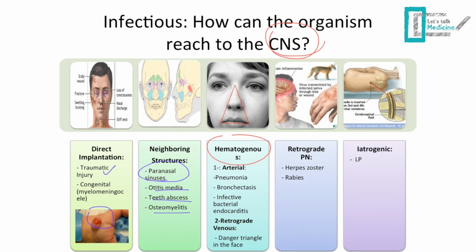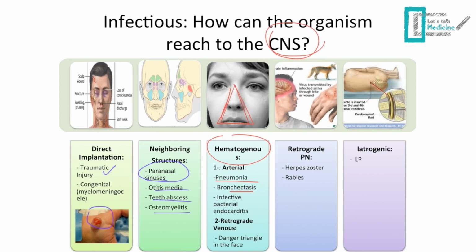Now we come to the most important one, as we said, the hematogenous route. The majority of the organisms originate in the nasopharynx and spread through the hematogenous route, either arterial or retrograde venous. The arterial can come from pneumonia, bronchiectasis, or infective endocarditis, or it can be retrograde venous, as in the danger triangle of the face. And this is the most common.